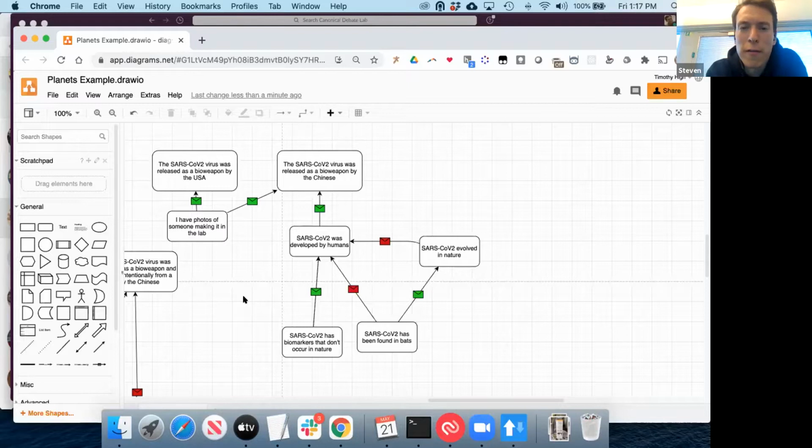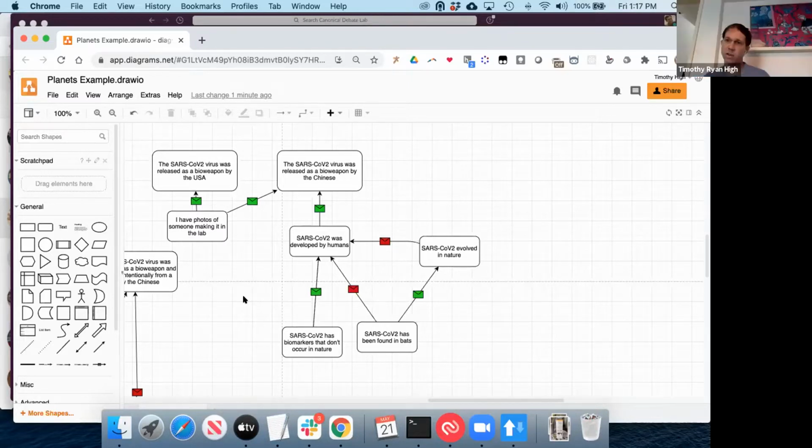What is the garbage here? Because this is incomplete data. The garbage here is people putting stuff in the wrong place. You're saying wrong again, but they can. So what's wrong with having a layer 2 that does exactly what you say you want to do, Timothy, that automatically, if somebody says, I have photos of someone making it in the lab, gets added as a supporting claim, it also gets added on the other one.